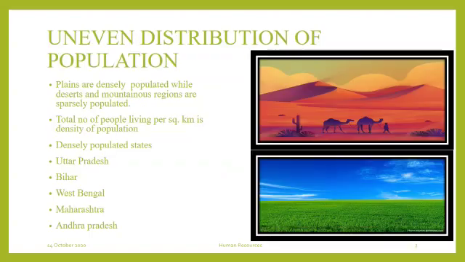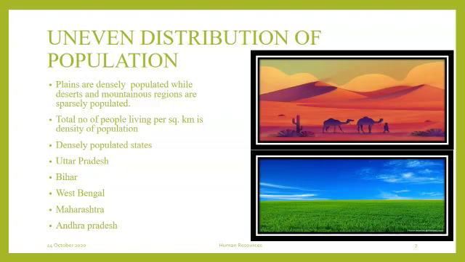And there is uneven distribution of population. It means that some people are living in the plains, some are living in the desert, some are living in the mountainous regions. Plains are densely populated because of the alluvial soil you can see in the plains, and water is available in plenty. That's why most people are located in the plains, whereas deserts and mountain regions have less population because fewer facilities are available there.